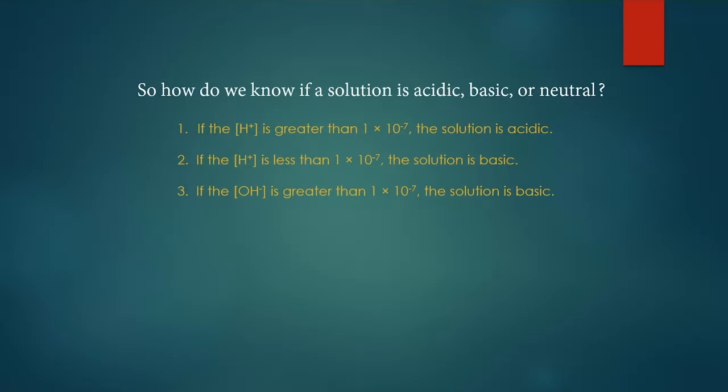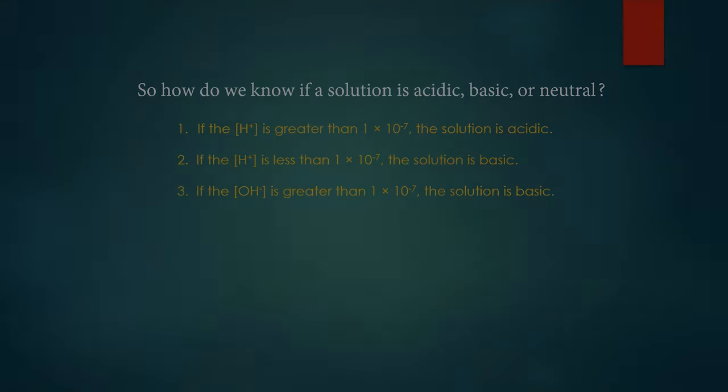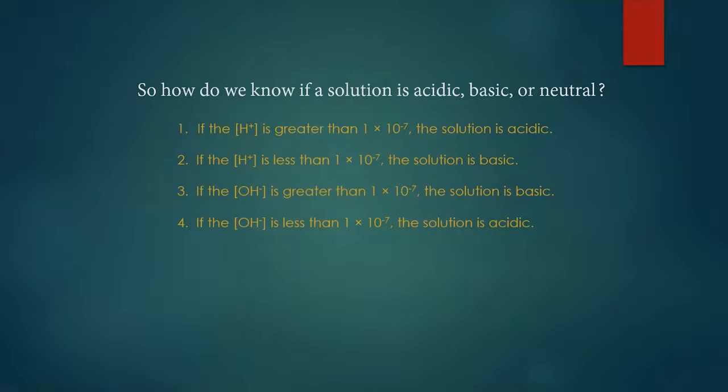Since the H plus and the OH minus concentrations are linked, we can also determine whether something is acidic, basic, or neutral from the hydroxide concentration, but it's simply the opposite. So if the hydroxide is greater than 1 times 10 to the minus 7, then the solution is basic. And of course, if the hydroxide concentration is less than 1 times 10 to the minus 7, the solution will be acidic. So whatever is true for the H+, the opposite is true for the hydroxide. So an H+ greater than 1 times 10 to the minus 7th is acidic. So a hydroxide greater than 1 times 10 to the minus 7th is basic.